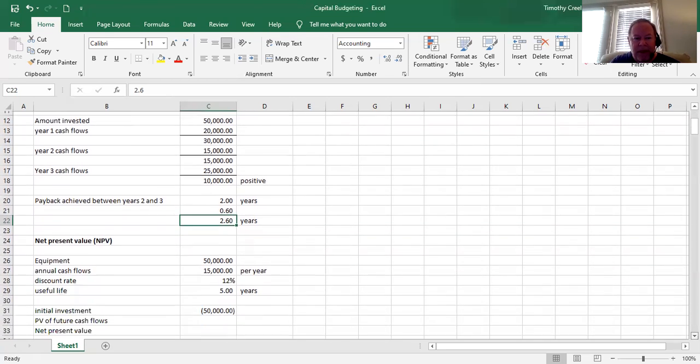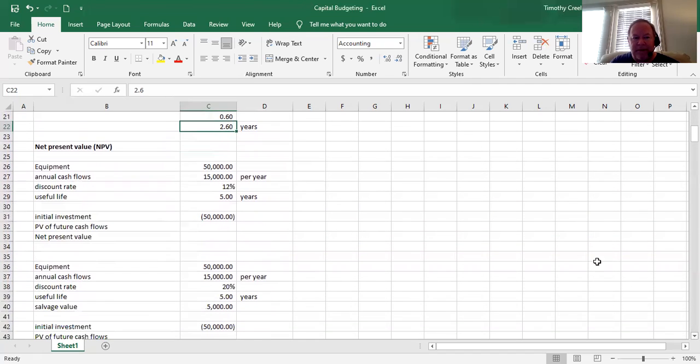So let's look at those. So net present value, also known as NPV. Let's say, for instance, we had some equipment and it cost us $50,000.